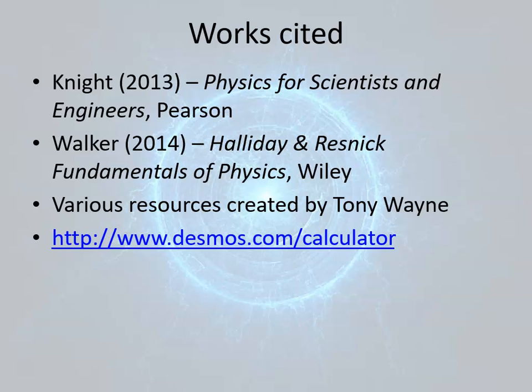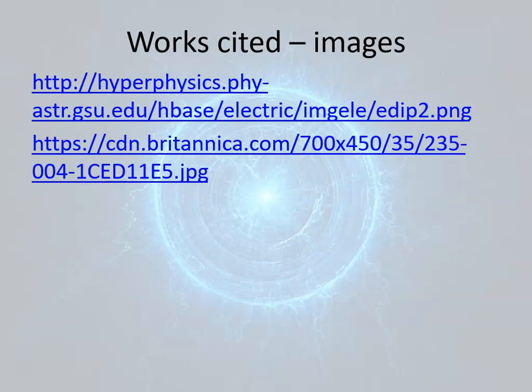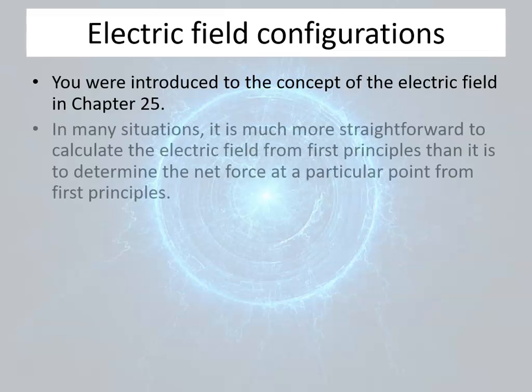So again, our sources here. This is a basis for commentary on the classic Knight book, the third edition of Knight's Physics for Scientists and Engineers, which is a really good calculus-based elementary physics book. Also some info was taken from Walker, the classic Halliday-Resnick series, though now it's just down to Walker. And also various resources from my mentor Tony Wayne, and occasionally I use plots that I've generated from Desmos.